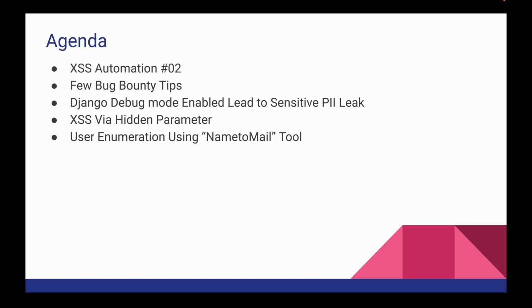So yeah. And after that, we are going to discuss the second method on how to automate your XSS findings in your target website. And a few bug bounty tips will be discussed in this video. And also, one of the researchers has found a Django debug mode enabled vulnerability which led to a sensitive PII information leak. So we'll discuss how he found it and what his approach was.